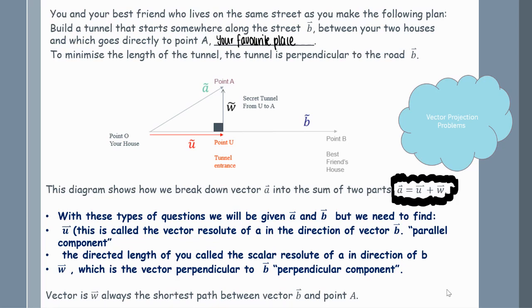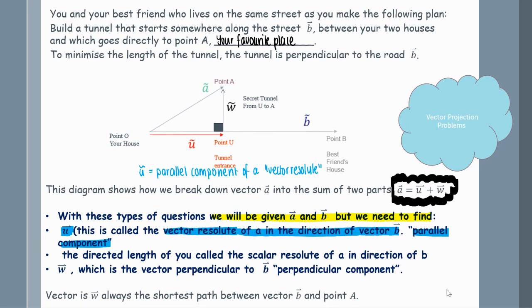Remember, U is along vector B and W is perpendicular to B. With these types of questions, we will be given A and B, but generally we need to find U. This is called the vector resolute of A, so my breakdown of vector A in the direction of vector B. This is also sometimes called the parallel component of A in the direction of B. So it's basically the vector along your base, along your road.